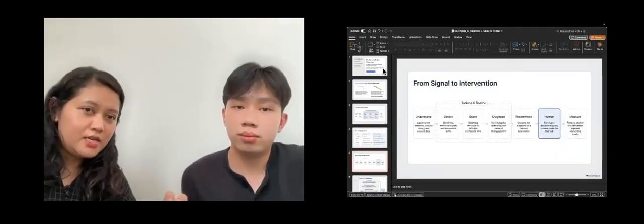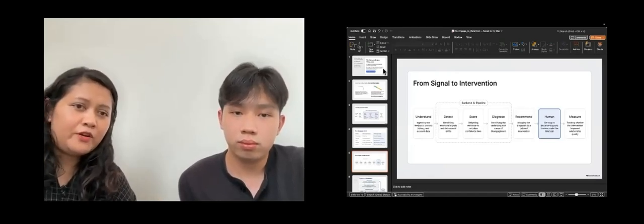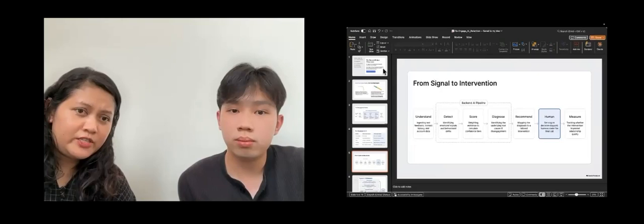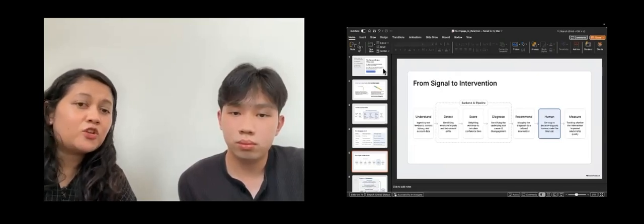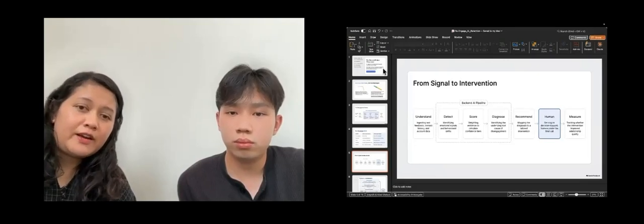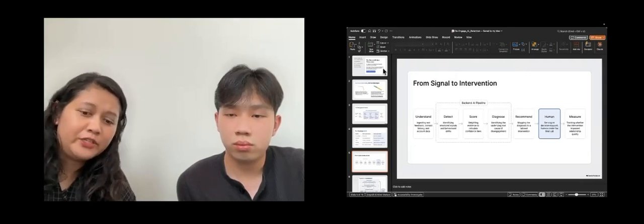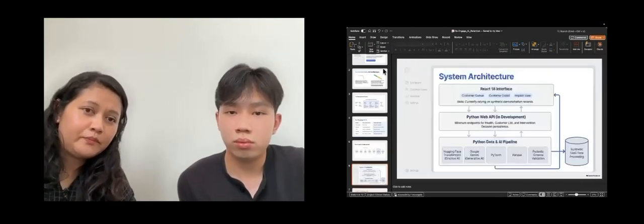So this is a signal to intervention roadmap, where you can see our machine can understand, detect, and do the scoring. Then it comes up with a diagnosis and recommendation, and we also have human input so that we come up with a reliable measurement of the scoring.